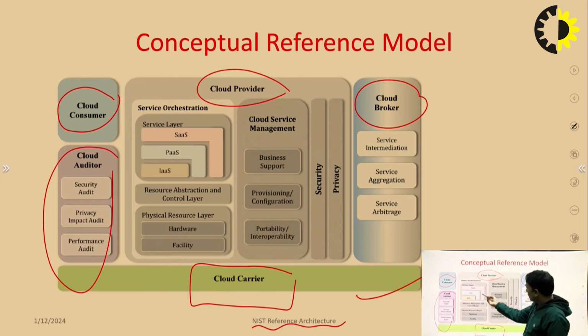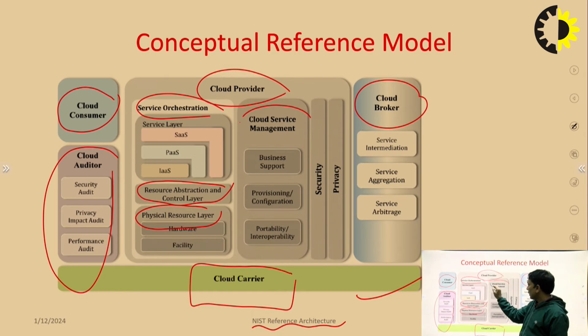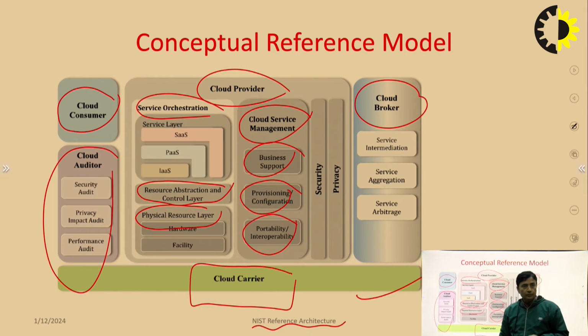So these are the different kinds of responsibilities provided by the cloud provider, like service orchestration. This is a very important functionality of the cloud provider. The other ones are the resource abstraction and control layer, and the physical resource layer. Then cloud service management, with the other functionalities in the perspective of business support, provisioning and configuration, portability and interoperability. Okay, so the cloud provider has these major roles.